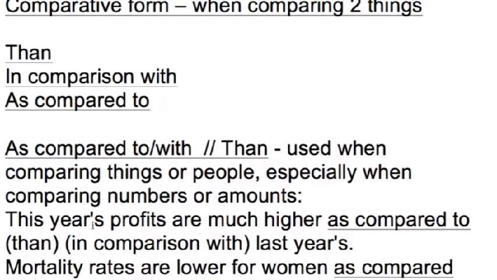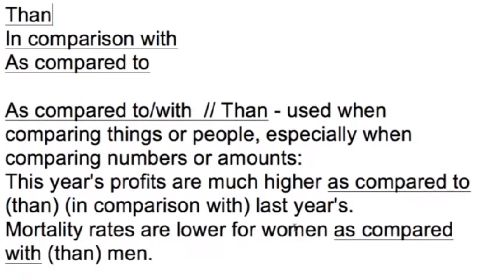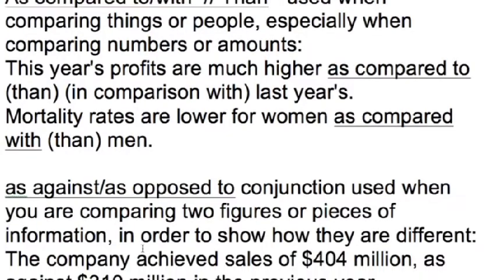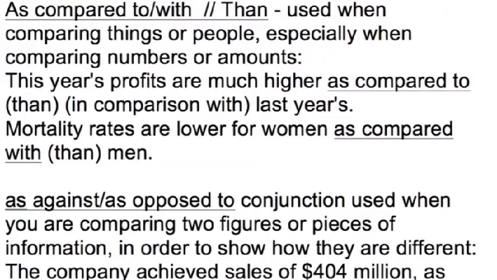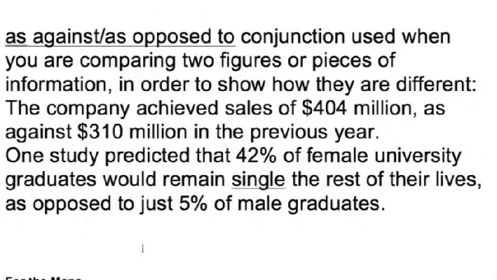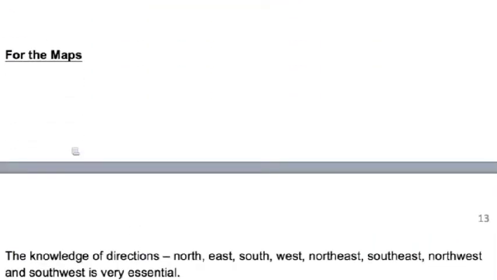These are the three ways to compare data. You can use as compared to, you can use than, and you can also use in comparison with. You can make a sentence in three ways. For example, mortality rates are lower for women as compared to men, or in comparison with men, right?